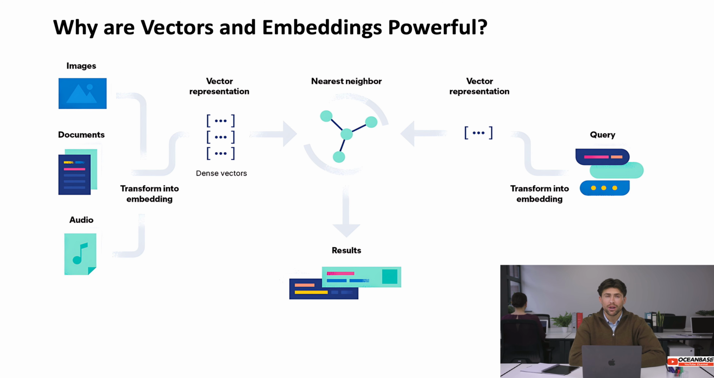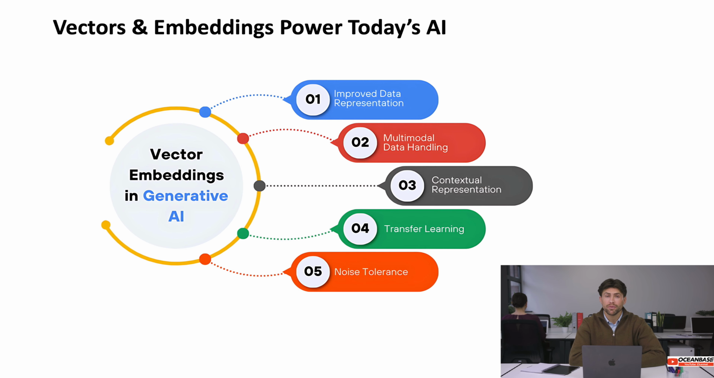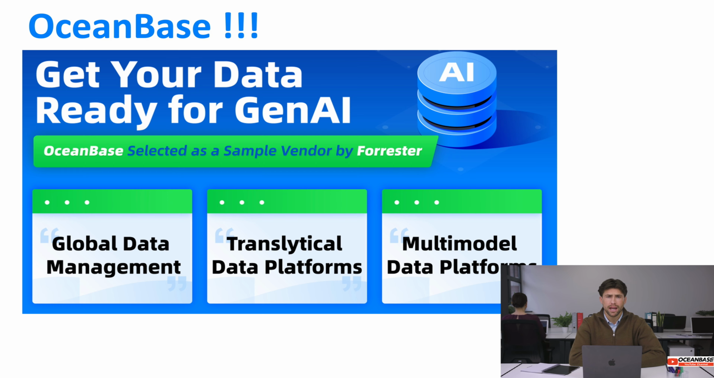With vector databases like OceanBase, we can store and query these embeddings efficiently, allowing us to quickly find the most relevant data. Whether it's finding similar documents, recommending products, or identifying objects in images, vectors and embeddings make these tasks much more effective. To sum up, vectors and embeddings are the foundation of modern AI applications. They allow us to represent complex data in a way that machines can understand and process. And with OceanBase vector database capabilities, you can take full advantage of this powerful technology to build faster, smarter applications.